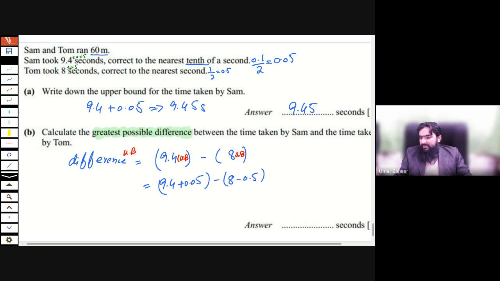Look here, it is nearest to tenth, and this one is nearest to second. So that's why I always write the values with the given values. For example, if it is 8 seconds, I have to write the upper bound and lower bound, plus minus 0.5, as same as I have to write for this one as well. If you do not write it, there is a lot of chance you are going to make a mistake.